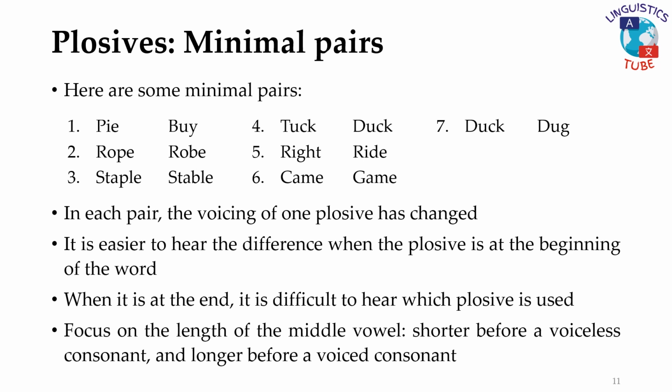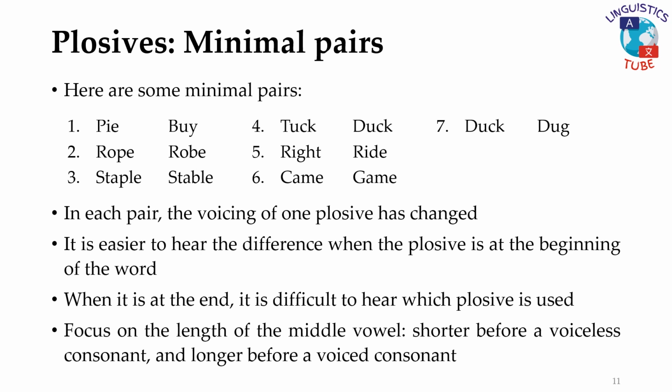Usually, learners of English find that when the plosive is at the end, it can be difficult to hear exactly which plosive is used. This is because in a normal conversation, we don't emphasize the plosive at the end of a word. For example, rope, robe. Duck, dug. This means that many learners of English might not be able to hear the difference between these words if the plosive is weak at the end of the word.